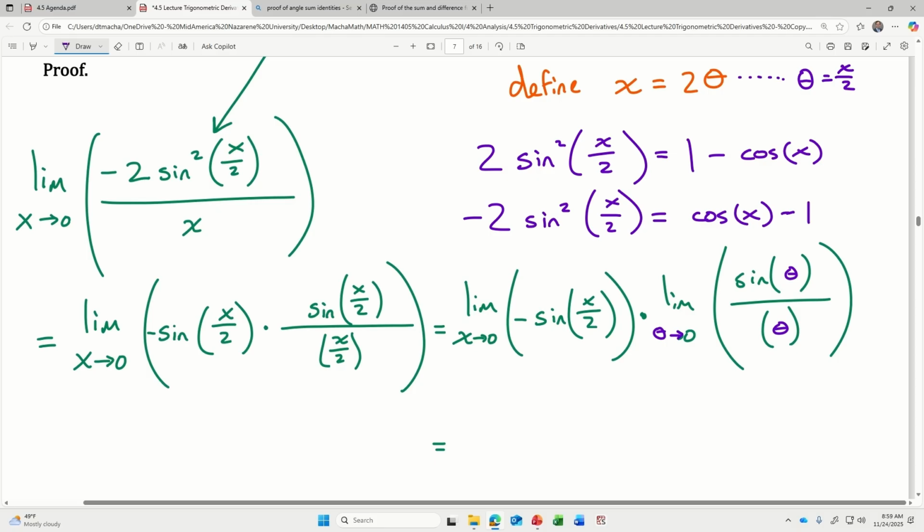Leah, do you know this one? What's the limit as theta approaches 0 of sine of theta over theta? Zero. It's not 0. Is it just theta? It's not theta.